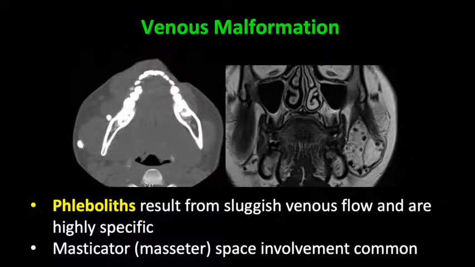Now, both of these lesions are in the masticator space, and that's a very common place to find venous malformations. In particular, the masseter muscle is a really common place to find VMs.